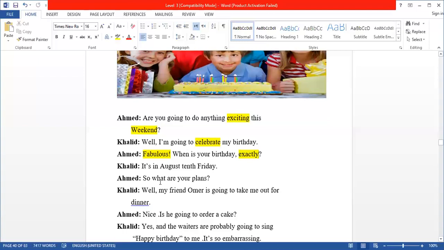Ahmed, so what are your plans? Here the word plan. Plan here, it means what? Something you intend to do.